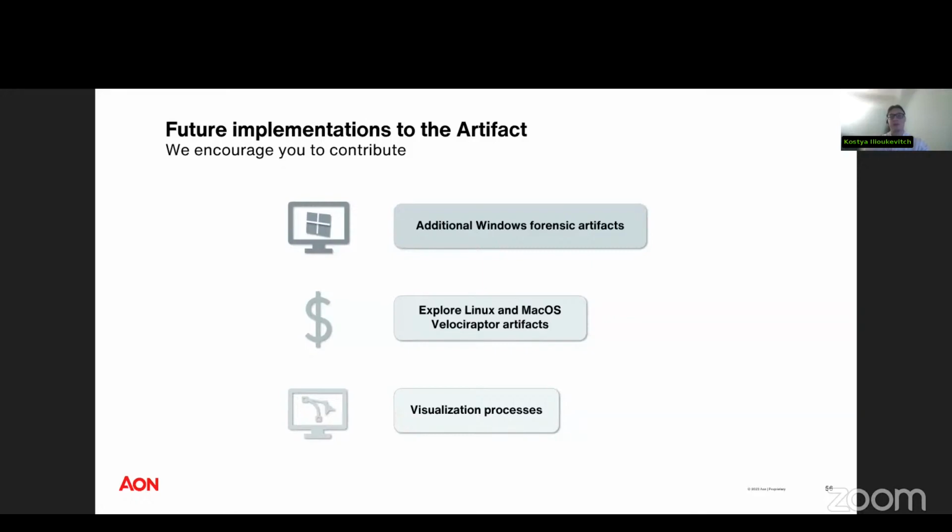We'd also like to explore creating separate artifact definitions for Linux as well as macOS environments, and working on the visualization process. As we've already mentioned a couple times, it's not set in stone. A really great tool that comes to my mind right away would be using Jupyter Notebooks and D3 Graph. There's already a really great blog out there that talks about integrating Velociraptor into Jupyter Notebooks, leveraging the Velociraptor API.